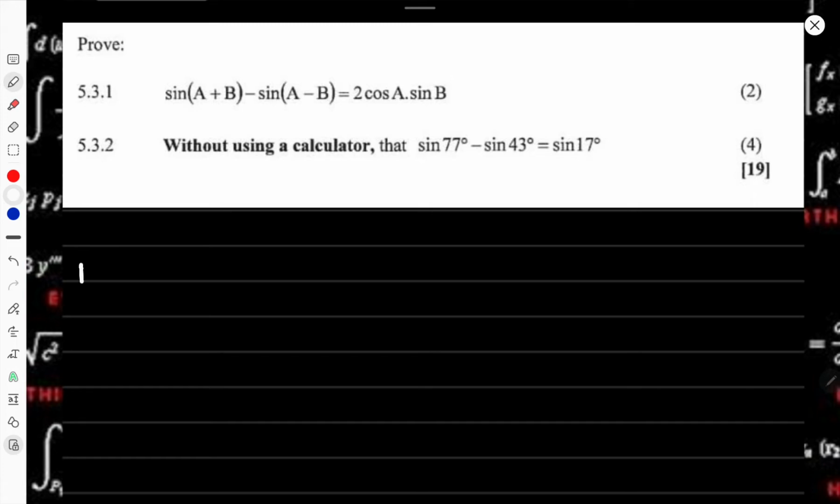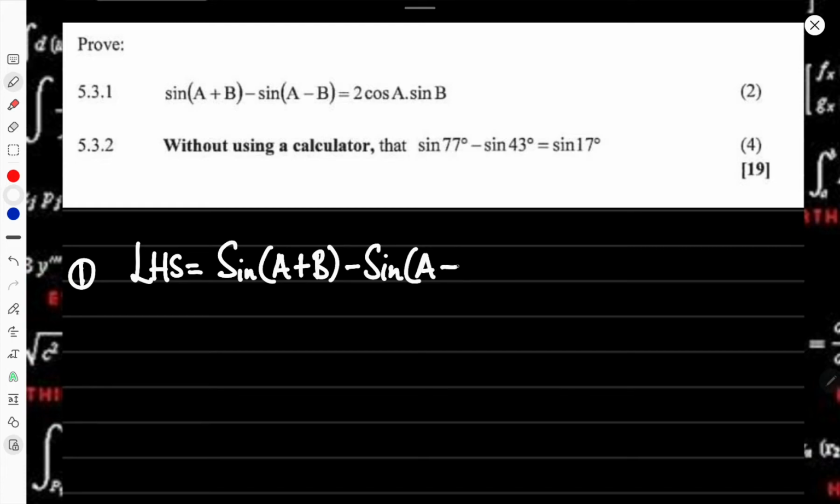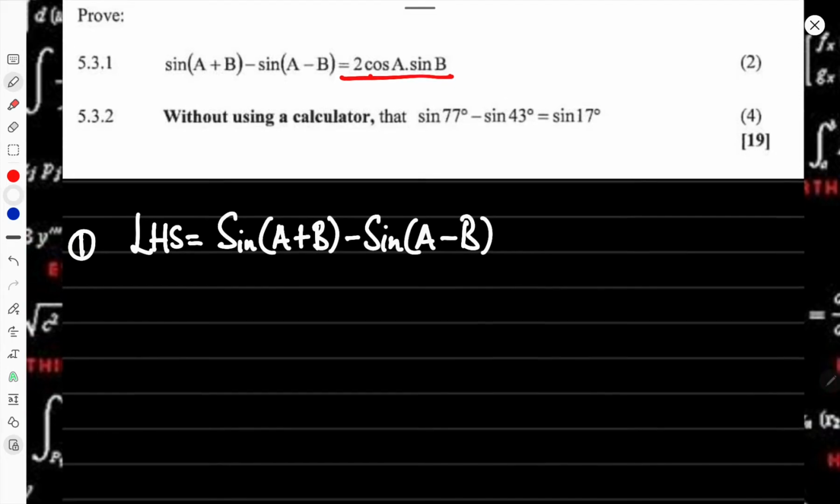I'll just write number 1 here. We're going to prove left hand side, which is sine of a plus b minus sine of a minus b. We need to prove that it's going to equal this one. All right, so let's have a look.